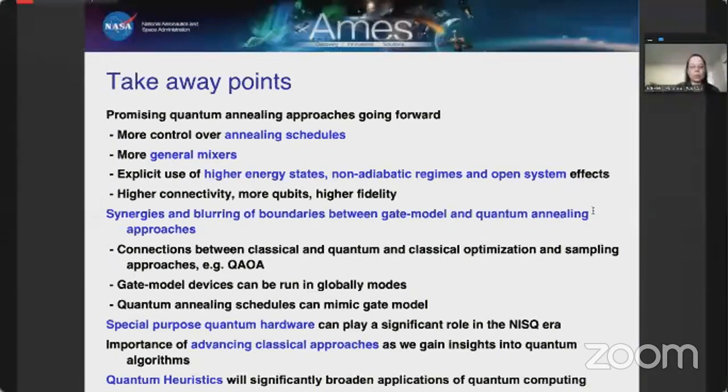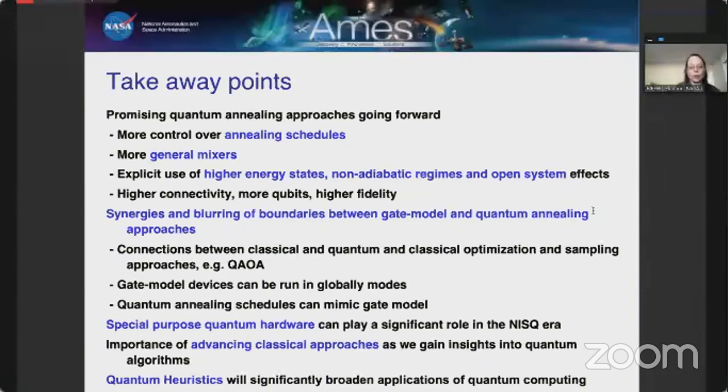More general mixers. I should have said that Itai Hen and Spedalieri also have suggested general mixers in the adiabatic quantum annealing setting. And so there's synergy there. Also, the explicit use of higher energy states operating out of the non-adiabatic regime, where that may be explicitly helpful, open systems effects, ultimately perhaps going to engineered dissipation. We all talk about higher connectivity, more qubits, higher fidelity, et cetera, but I think these other aspects are really critical.